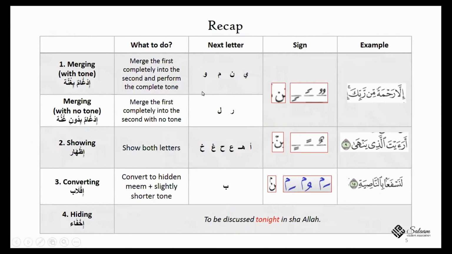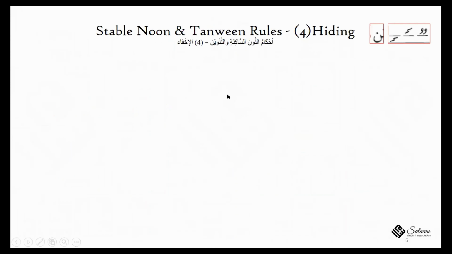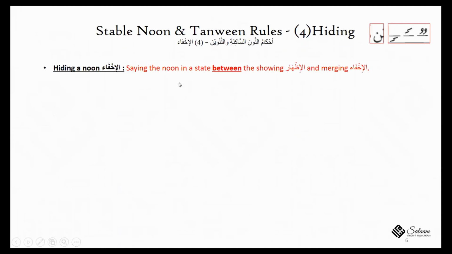So now we have six letters for merging with two different types. We have 6 letters for showing, and we have 1 letter for converting. These are 13. Then come today with the other 15 letters, inshallah. So the final and the most common one that you will ever see in the Quran is hiding, because it's actually having 15 letters. If you have one of 15 letters, you will do hiding, or we call it ikhfa.